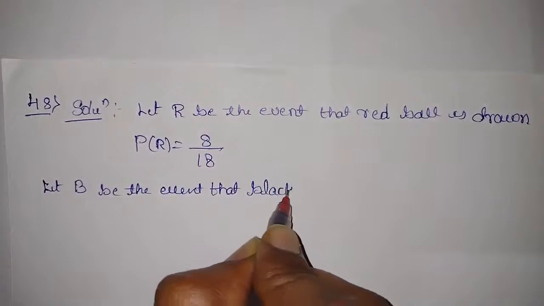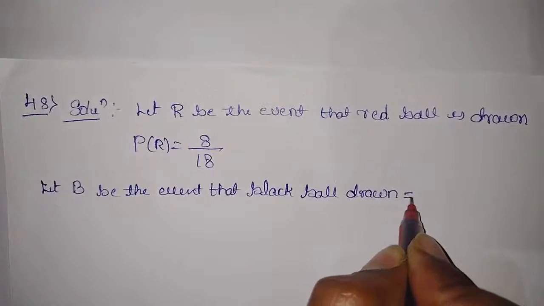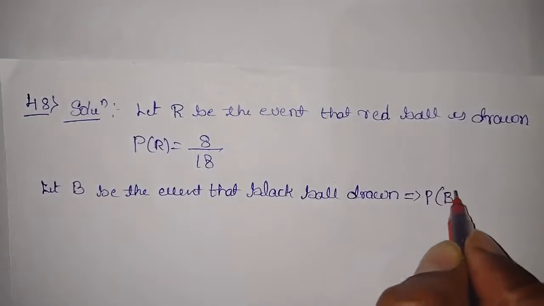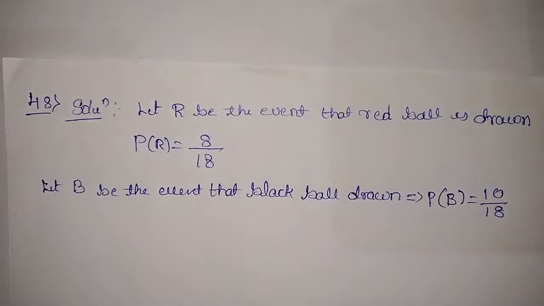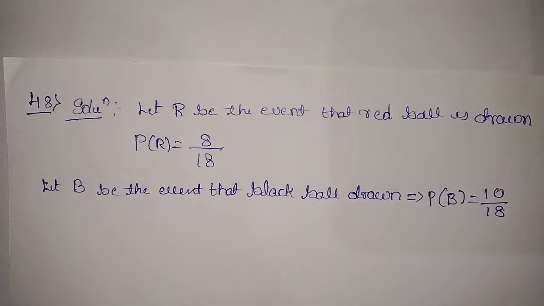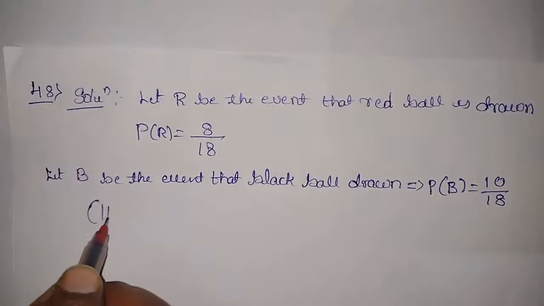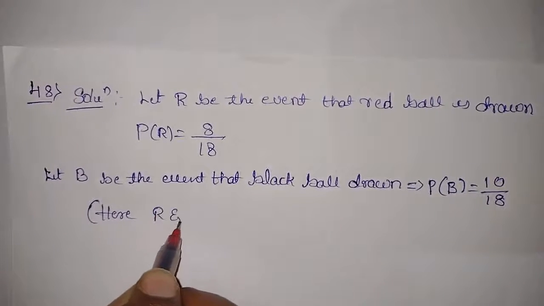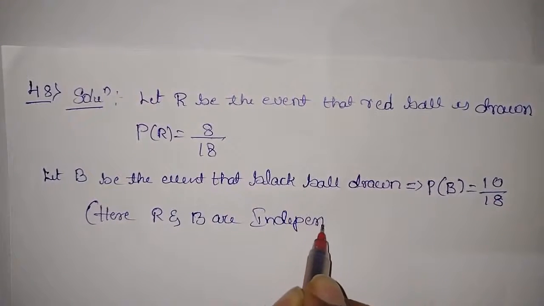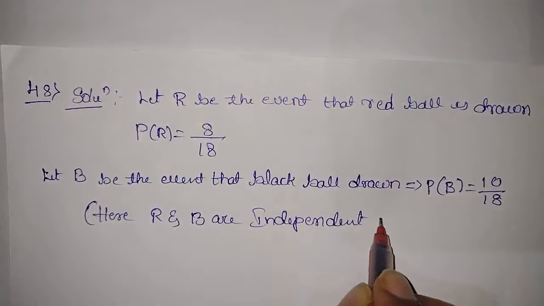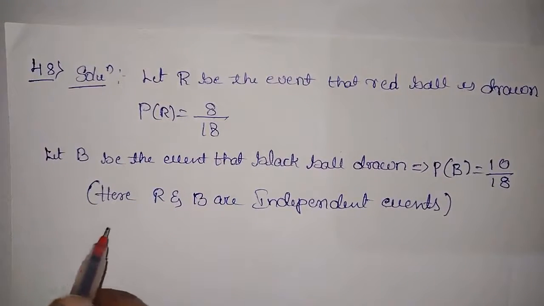Next, let capital B be the event that a black ball is drawn. How many black balls are there? There are 10 black balls out of 18 balls, which can be written as 10 by 18. Clear? Here R and B are independent events. There are no common colors; both are different colors.